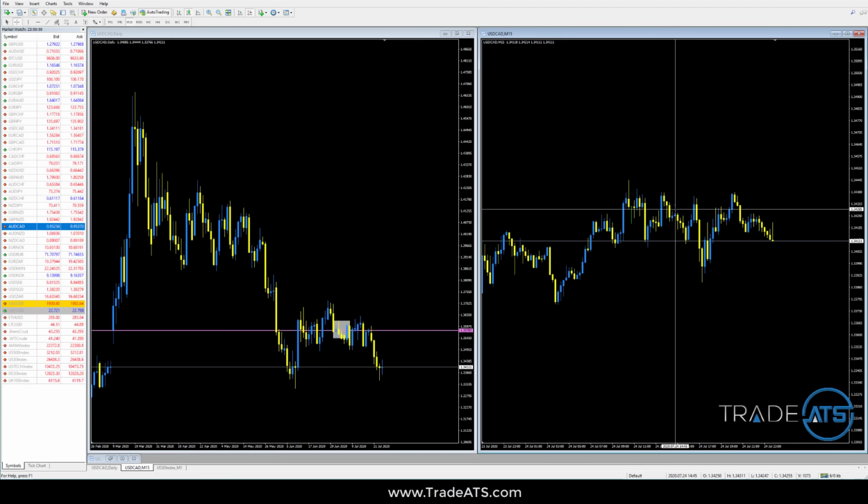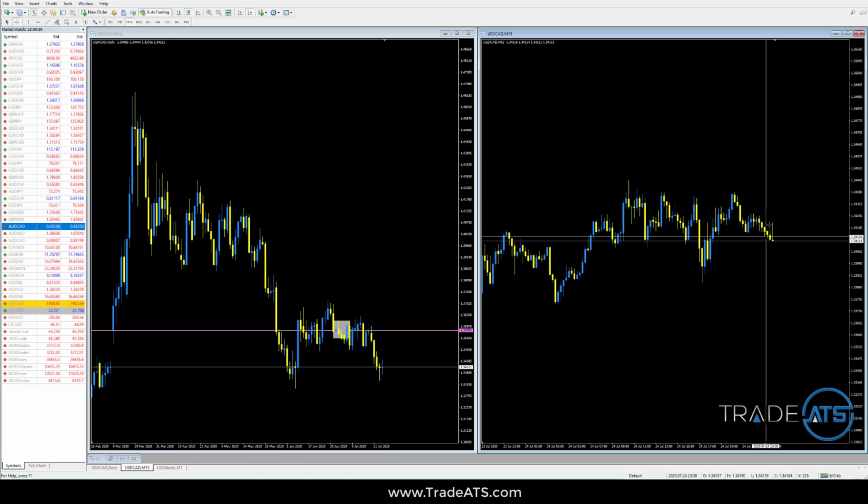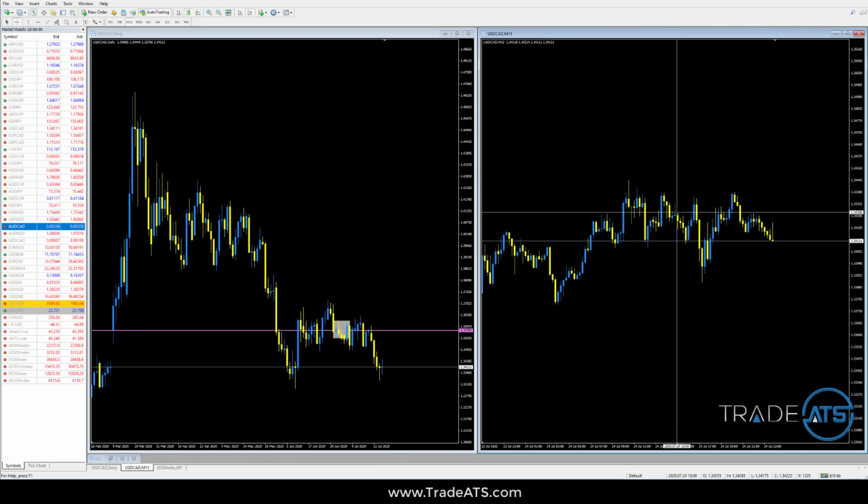Either one of those is going to give you relevant information to deal with this entire area right here. So what I'm going to do, I'm going to use this one right here, because we're still relatively close to where live price action is. So I'm going to go over here. I got the chart highlighted.